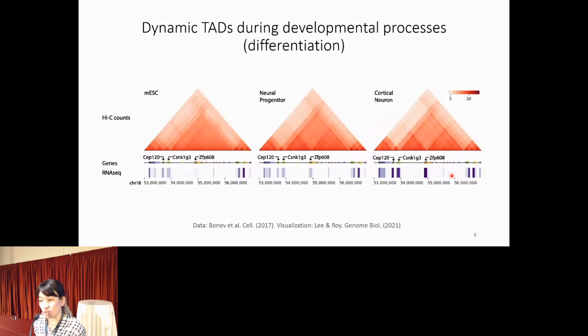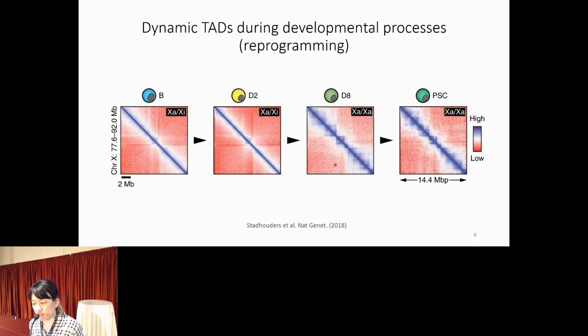TAD scale changes are also observed during differentiation, which we again just saw. Shown here is the Hi-C data from a mouse neural development time course, starting from mouse embryonic stem cell, going to differentiating all the way to a cortical neuron. We see a TAD split right along this middle here, and there's corresponding gene expression changes, particularly for this ZFP608 gene that is in the vicinity of that particular TAD split. In the reverse process of pluripotency reprogramming, so here we're going from a differentiated B cell back to a pluripotent stem cell state, we also observe this kind of TAD scale changes as well.